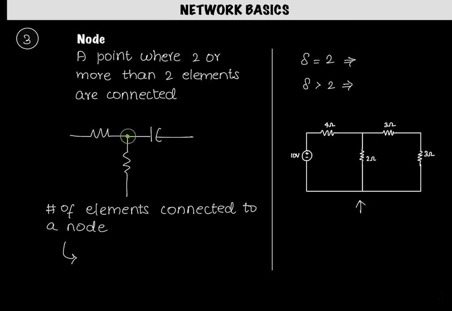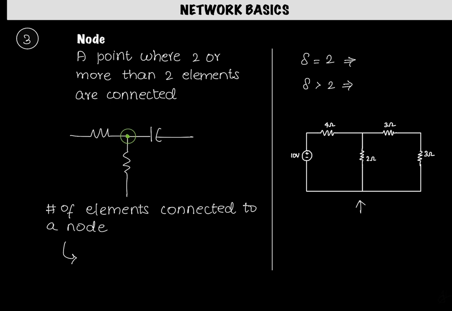The next terminology that we are going to understand is a node. A node is nothing but a point where two or more elements are connected. For instance, this is an element, this is an element, and this is also an element. If you look at this green dot, this is a node, and this node is connecting three elements. Whenever we have an interconnection of elements, the interconnecting point is what we term a node.